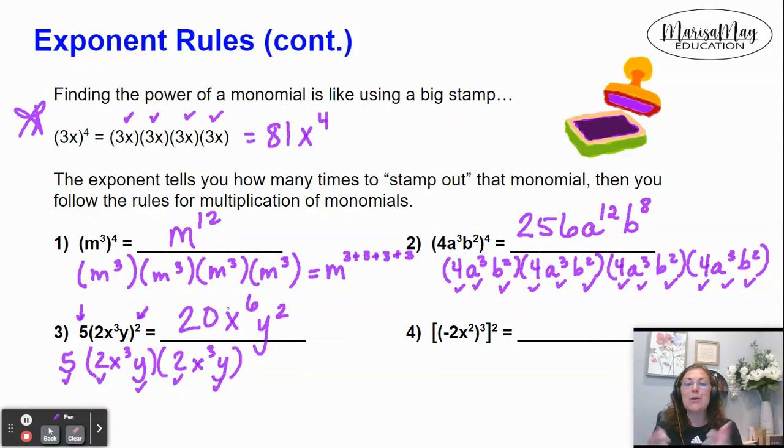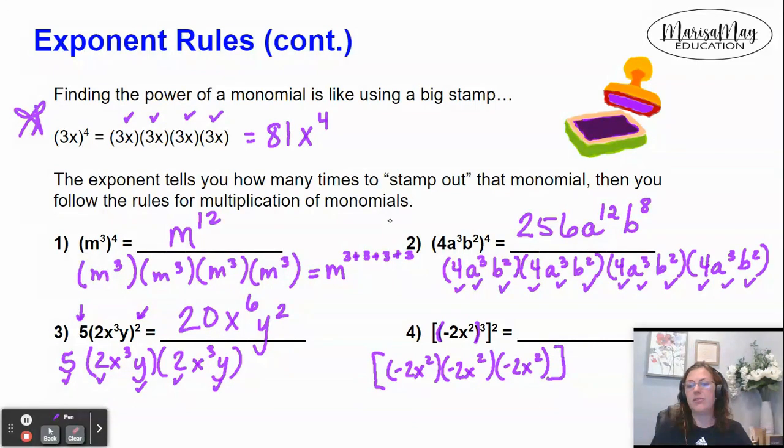It's got a lot of layers. I want you to focus on the inside first. I want you to focus in on this parentheses. We're going to write it 3 times. So let me do that. So I've got negative 2x squared times negative 2x squared times negative 2x squared. Okay, there's the 3 times.